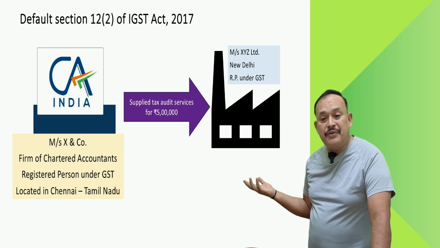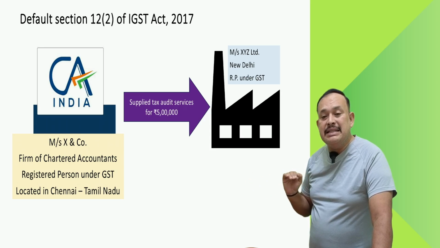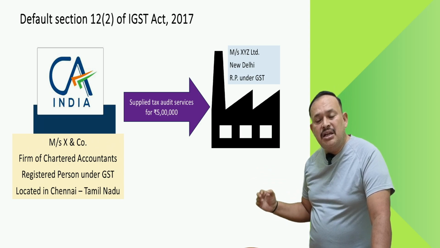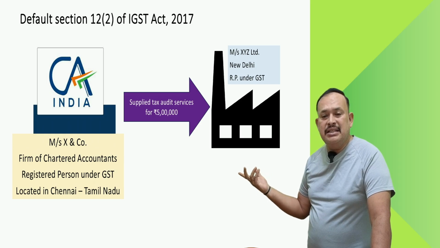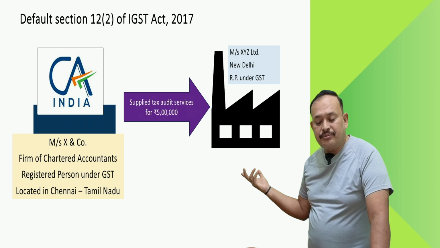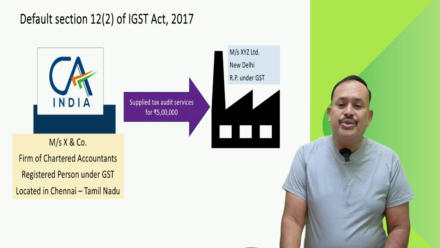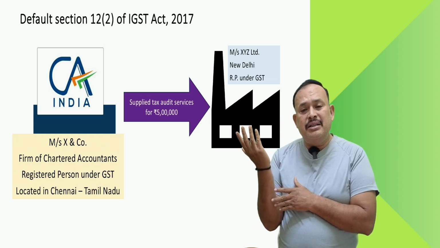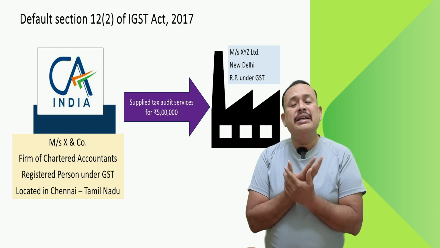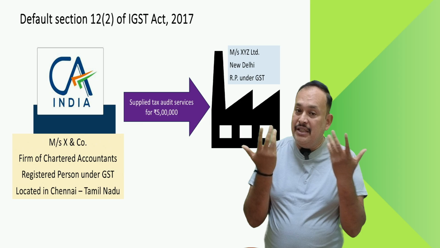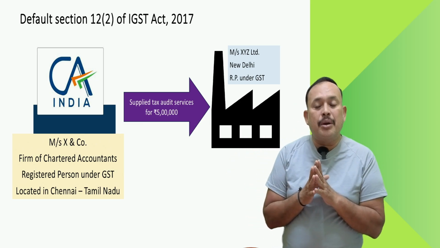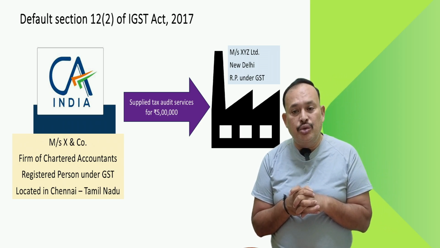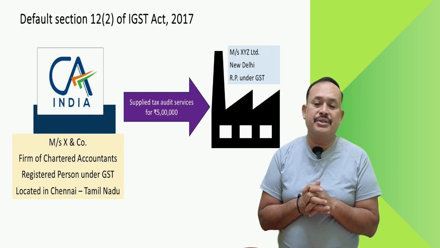It is what type of supply? Interstate supply. X and Company, firm of chartered accountants, is liable to pay IGST in the given case. Suppose the recipient is an unregistered person, the address of the recipient in the books of the supplier is the place of supply. If that is also not available, the location of supplier is the place of supply, which section 12 subsection 2 of the IGST Act refers to.